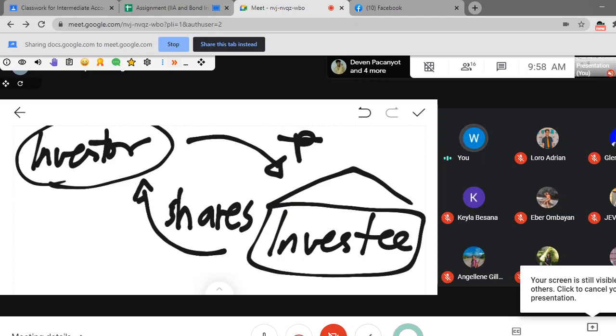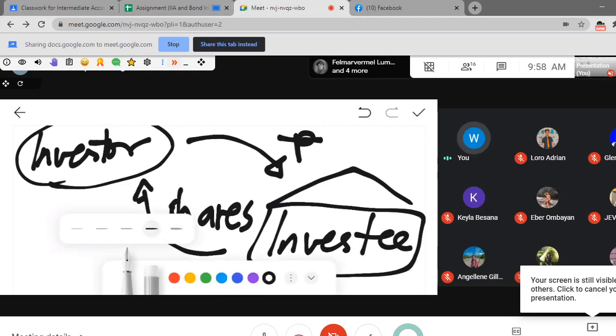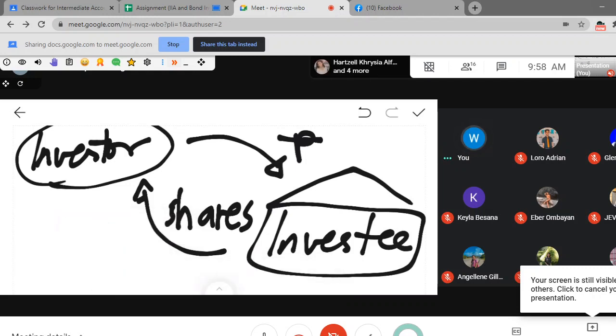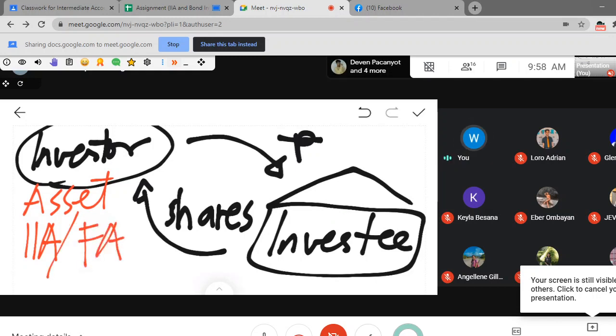So, on the perspective of the investor, this is an asset. Basically, it can be an IIA, investment in associate. It can also be a financial asset at fair value, or financial asset at fair value through OCI or P&L, etc. So, it's an asset. And basically, if it is an IIA, we consider it as non-current. But for fair value ones like trading securities, sometimes it is a current asset.